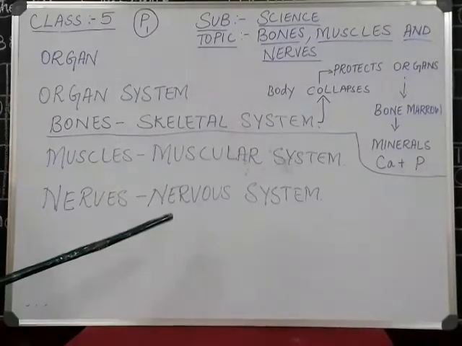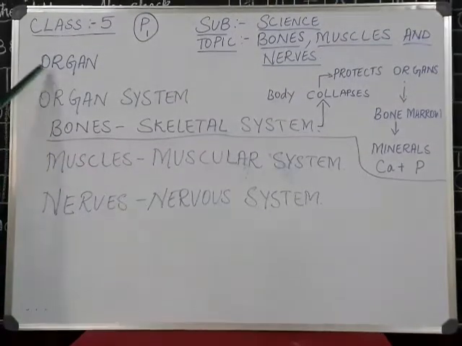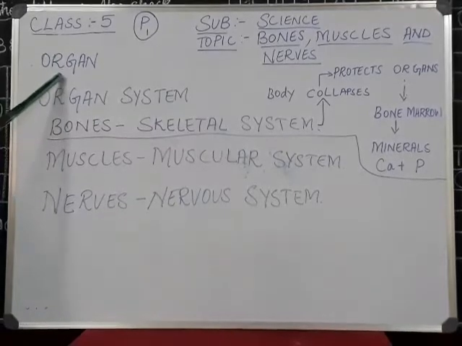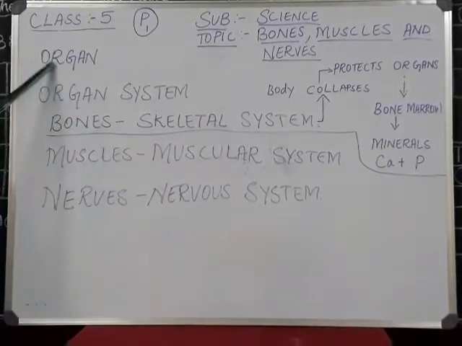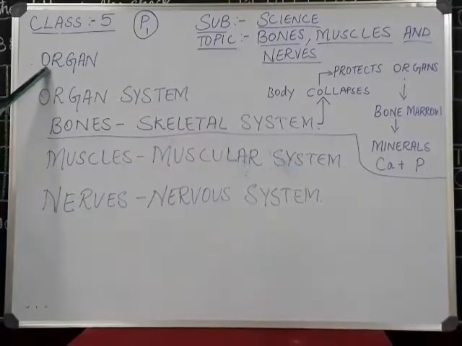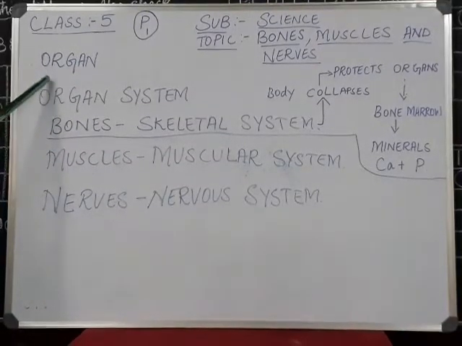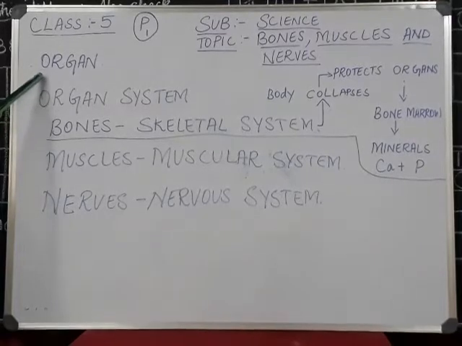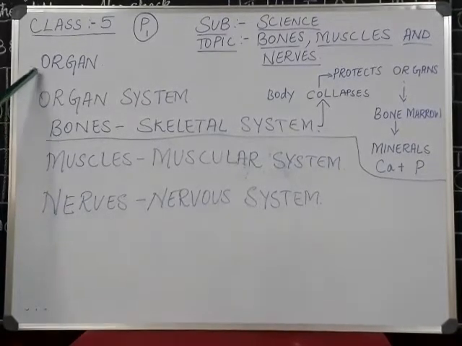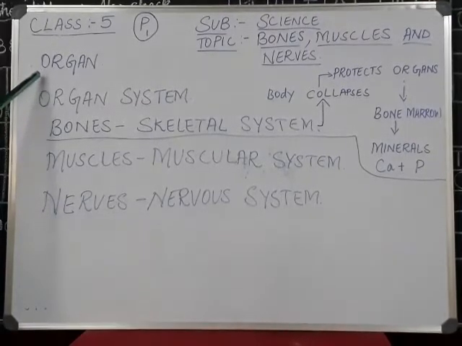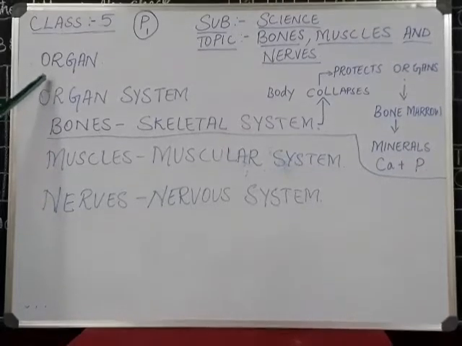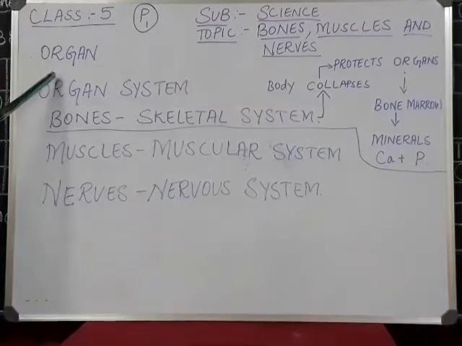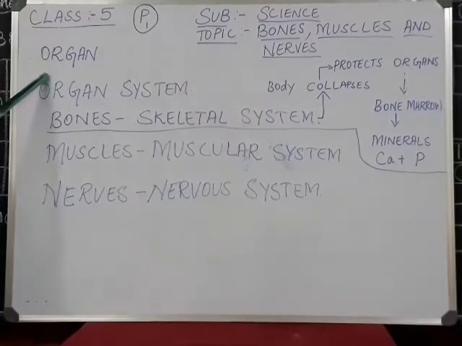Now first we will see about certain organs. Organs function in our body with organ system. They cannot function alone. For example, we have our mouth. After eating the food, with the help of the tongue, that is one organ, we are rolling the food. Then after chewing the food with the help of the teeth, we swallow the food.